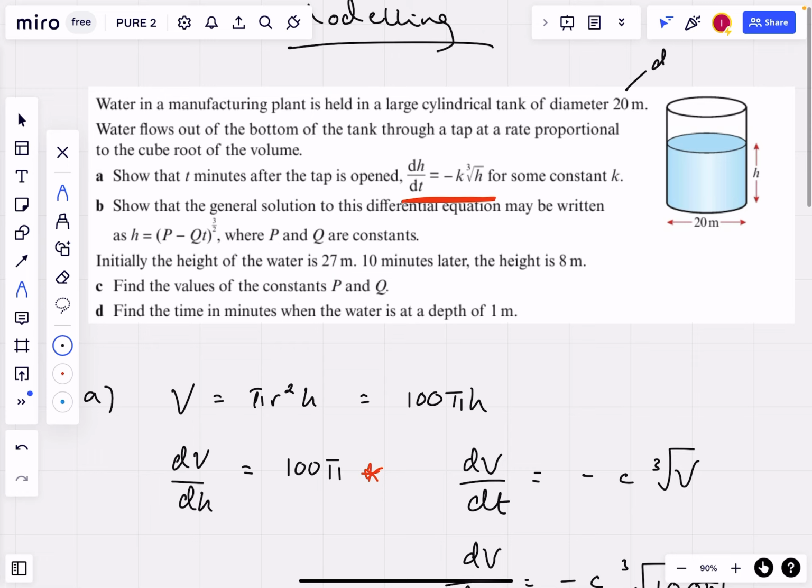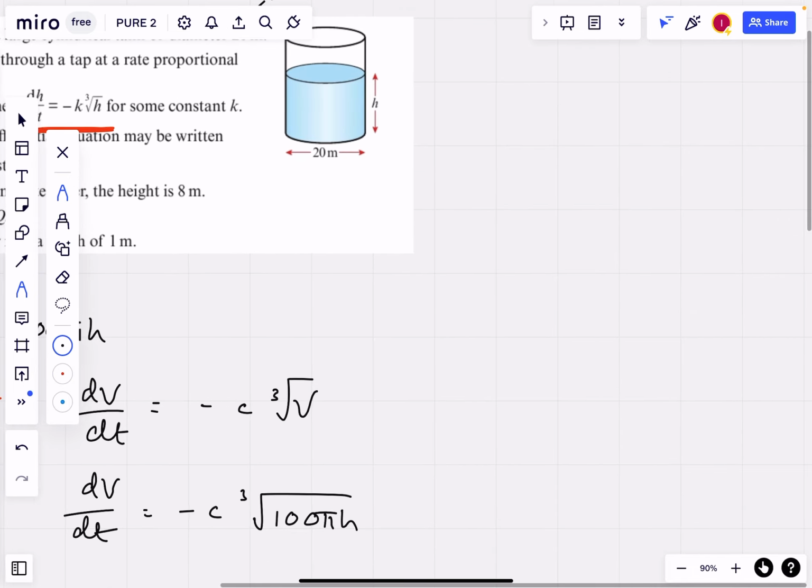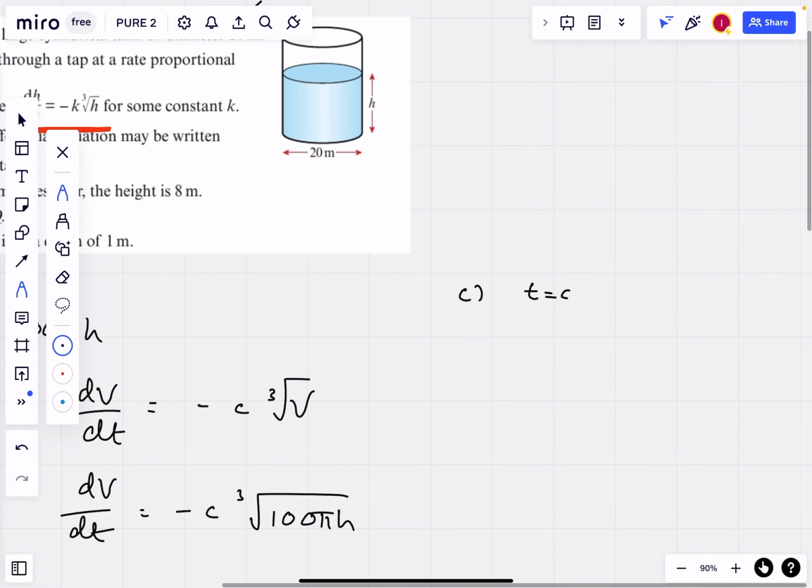Initially, the height of the water is 27. 10 minutes later, the height is 8. Okay, let's do that one. So find the values of the constants P and Q. We have the format for P and Q, correct? So now it's really just a matter of plugging in 0 and 27. So I'm going to do it just here. T equals 0, H equals 27. So 27 is equal to P to the power of 3 over 2. So P equals 9.